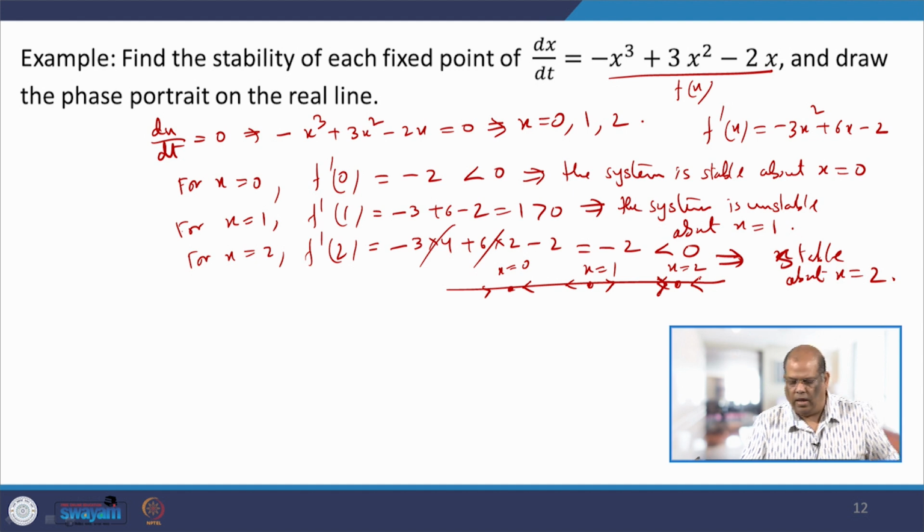So, in this lecture we learned about the equilibrium point and about the stability of the system. In our next lecture, I will be extending this to a system of equations, mainly two equations, for the stability of the system.